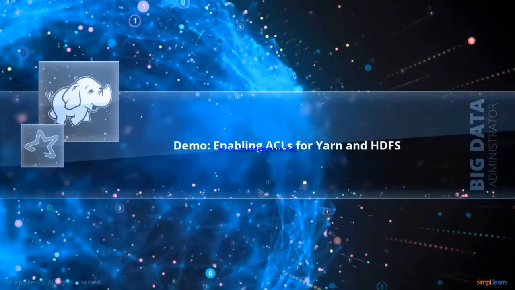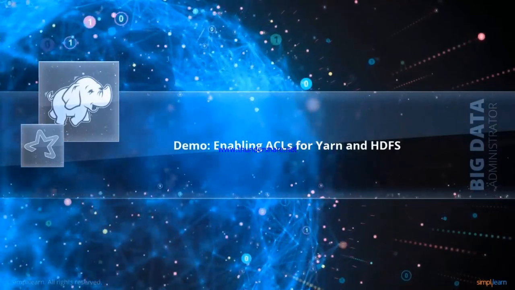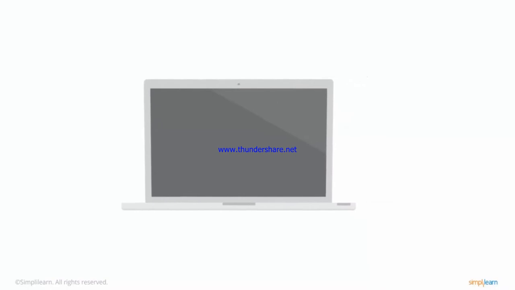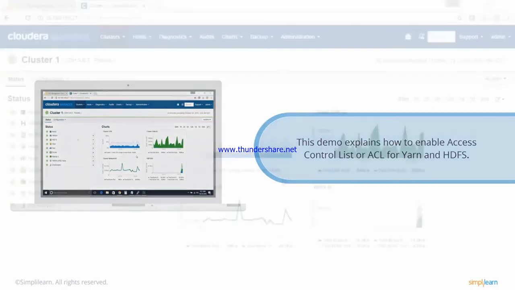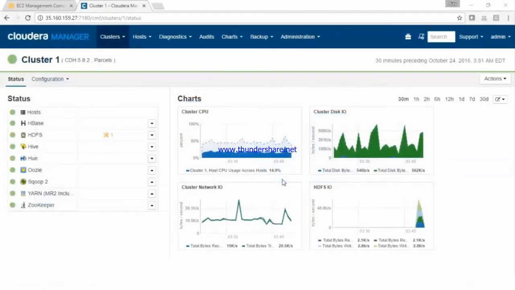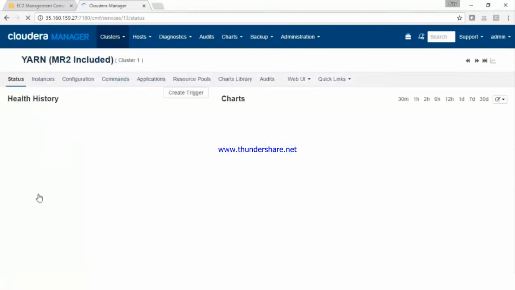Enabling ACLs for YARN and HDFS. This demo explains how to handle Access Control List, or ACL, for YARN and HDFS. To enable ACL in YARN, perform the following steps. Click Cluster and click YARN Service. In YARN Service, click Configuration.